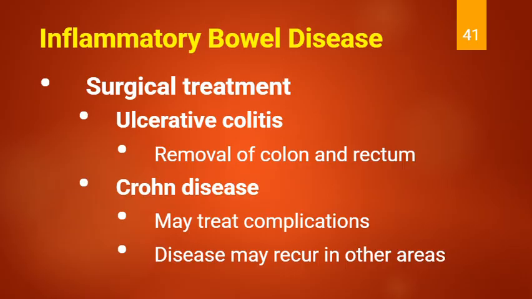Surgery may be necessary when disease is severe, complications develop, or medications do not control symptoms. In ulcerative colitis, surgery to remove the colon and rectum can eliminate the diseased tissue and may be curative for the colonic disease. In Crohn's disease, surgery may help treat complications such as obstruction, fistulas, or abscesses, but it does not cure the disease because inflammation can return in other parts of the gastrointestinal tract.